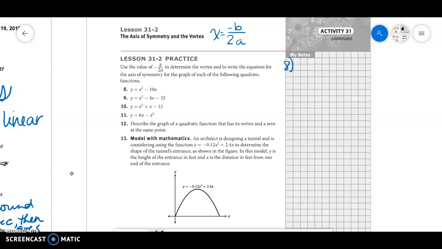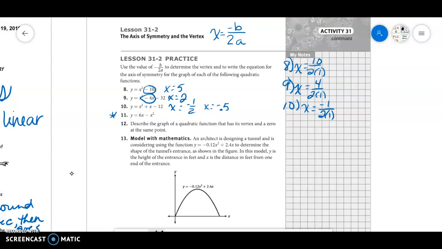So on number 8, b was already negative. B is a negative 10, so we make that a positive over 2 times 1, and we simplify, we got x equals 5. On number 9, b was again already negative, so it became a positive 4 over 2 times 1, and when we simplify that, we got x equals 2. On number 10, b was 1, so we made it a negative over 2 times 1, which was a negative 1/2. I also took x equals negative 0.5.